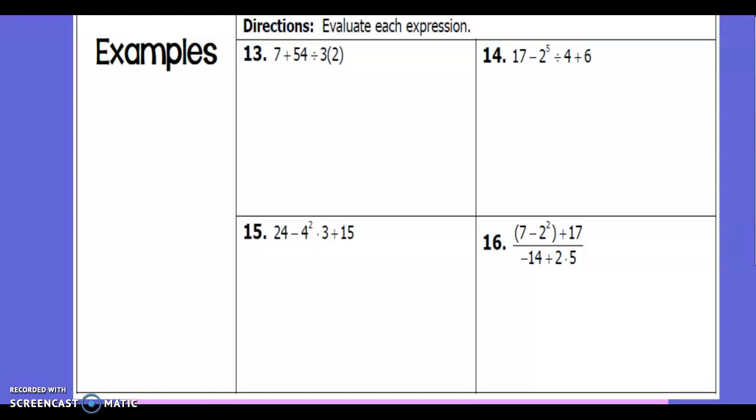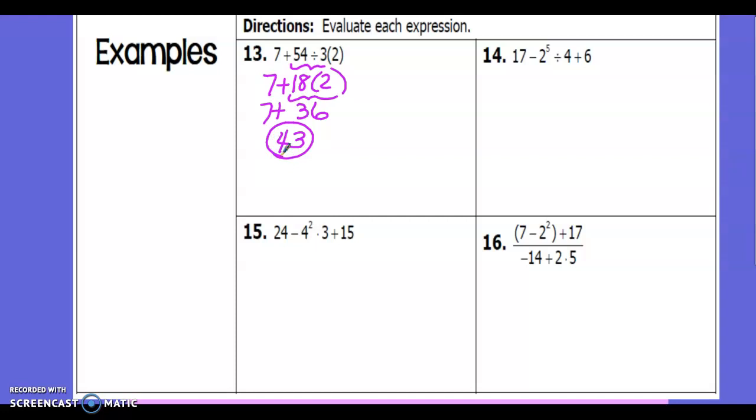Then I have my multiplication and division, and I have to go left to right. So I see that I have 54 divided by 3 times 2. I have to go left to right. So I have 7 plus. First thing I'm going to do is 54 divided by 3, and that gives me 18. And then I bring down my times 2. Now I'm going to do the multiplication. So I have 7 plus, and then 18 times 2, 36. And 7 plus 36 is 43.